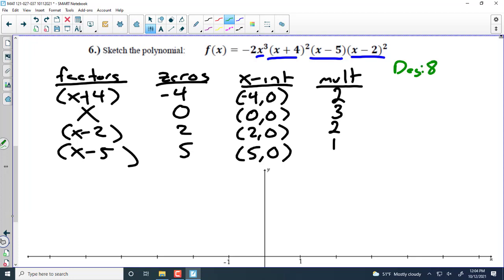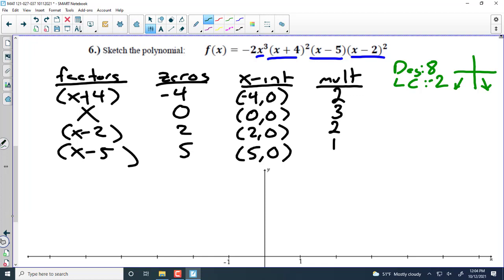Degree is 8. And the leading coefficient is what, everyone? What's the number? Not the x's, but the number in front of everything. Negative 2. Think, everyone, even degree. It does the same thing on both sides, right? Negative leading coefficient. What does it do on both sides? It goes down. Good.